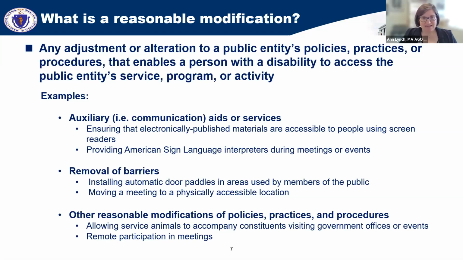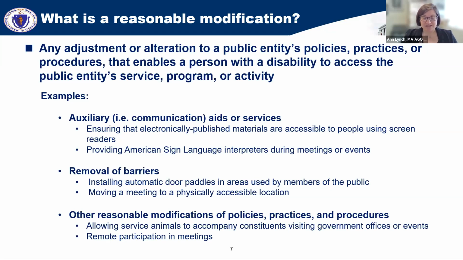So as Julia indicated, one way we ensure that our programs are accessible is through reasonable modifications. And what's a reasonable modification? Well, first of all, I should have said, often you'll hear the term reasonable accommodation. And in this context, we mean the same thing. In the housing context, they have a different meaning, but here folks may just be using them interchangeably because they're familiar with the term reasonable accommodation and less so with the term reasonable modification. So if you hear either, you're in this world of reasonable modification.